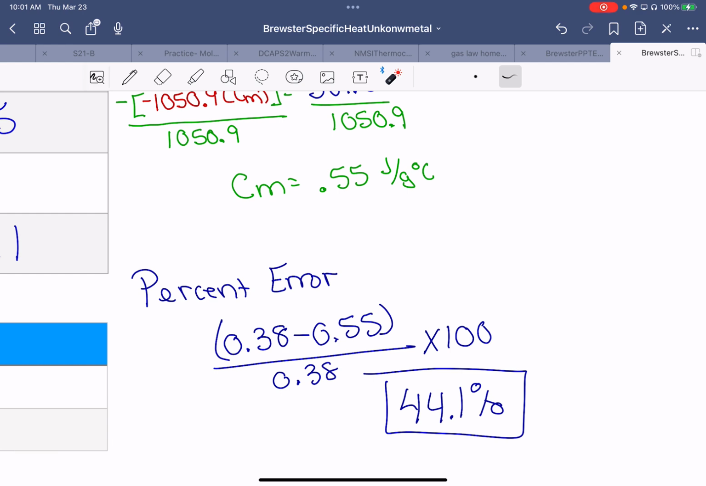We're all going to use this 0.38. Everybody uses that number because that's the accepted value of zinc. We're going to do 0.38 minus your number, divided by 0.38, times 100. And that tells me this group had a 44% error. You're going to have a somewhat large percent error with zinc because zinc loses energy very easily because it has a low specific heat. That's why you had to move fast as you went from one to the other.